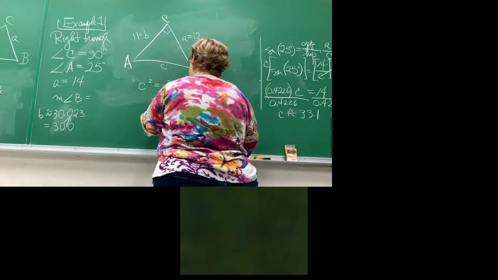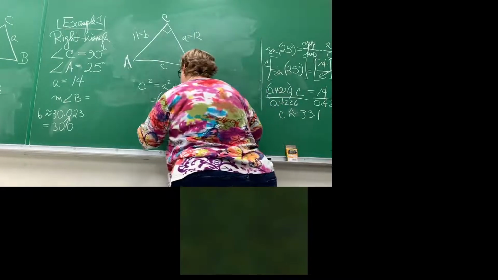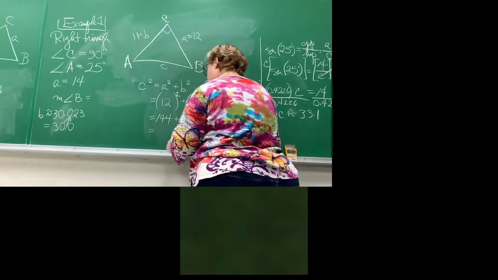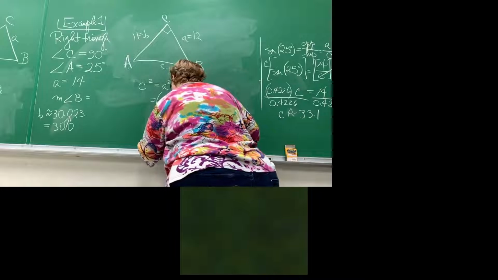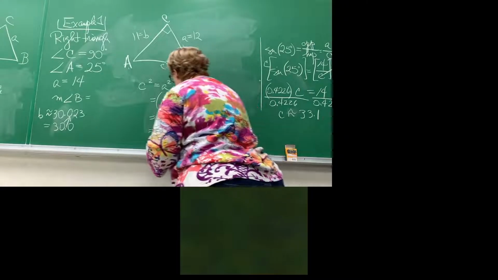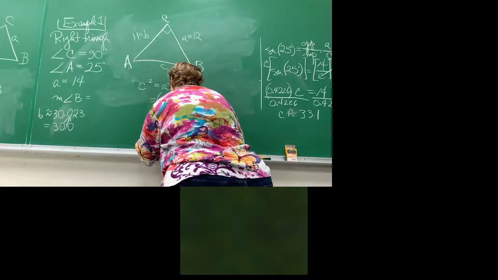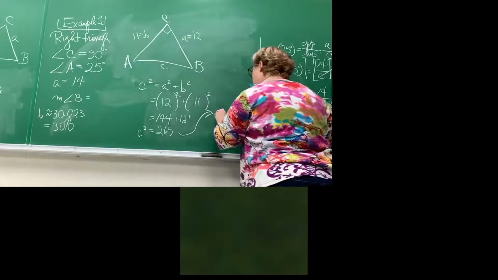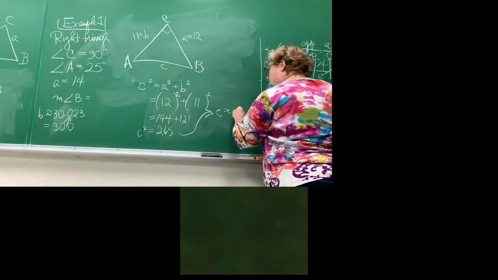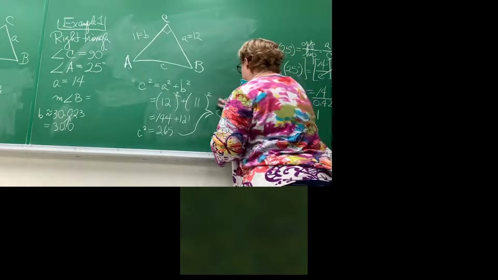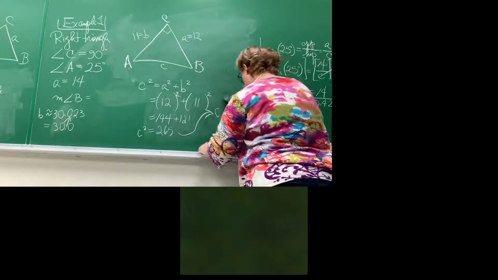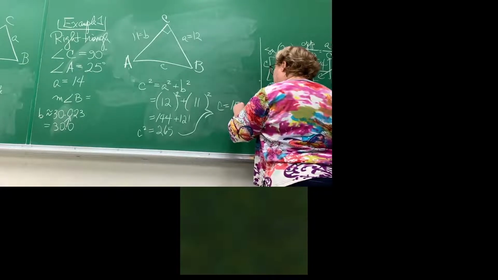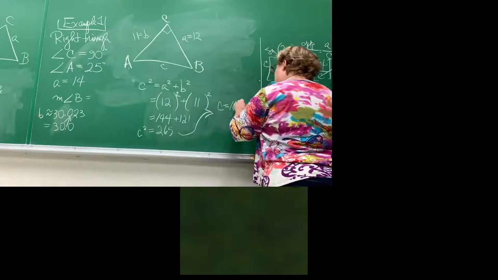So we said that a was 12 and b 11. And 144 plus 121 is? 265. And to one decimal place, what is the square root of 265? 16.3, okay, very good. Great.